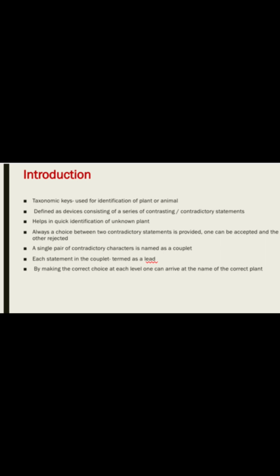Always a choice between two contradictory statements is provided. One can be accepted and the other rejected. A single pair of contradictory characters is named a couplet. Each statement in a couplet is termed a lead. By making the correct choice at each level, one can arrive at the name of the correct plant.